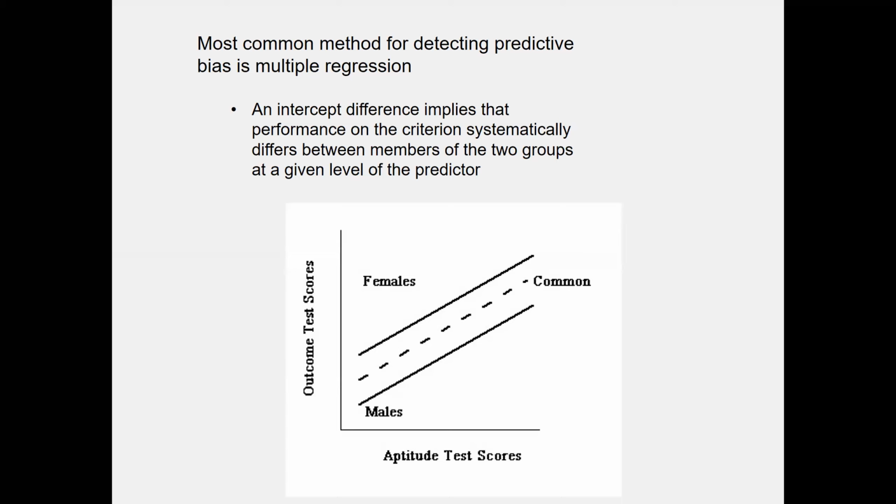What's different when you disaggregate by sex is what is mathematically the y-intercept, which is where the line of best fit crosses the y-axis for both groups. And the groups cross the y-axis at different places.